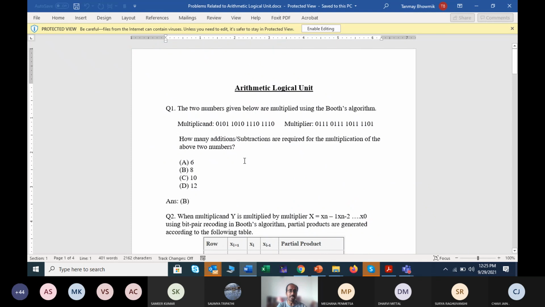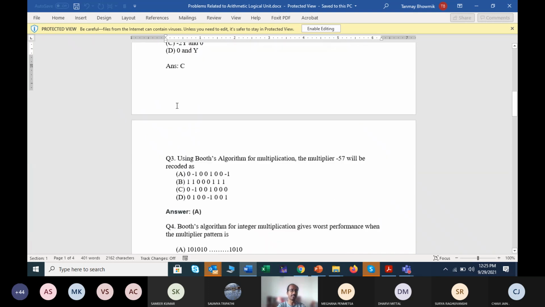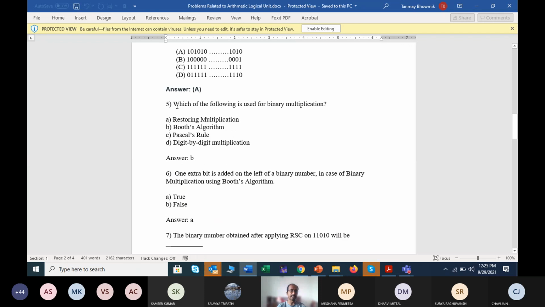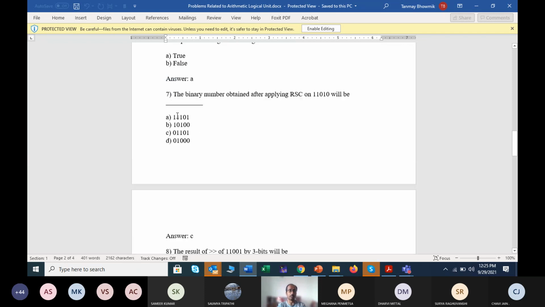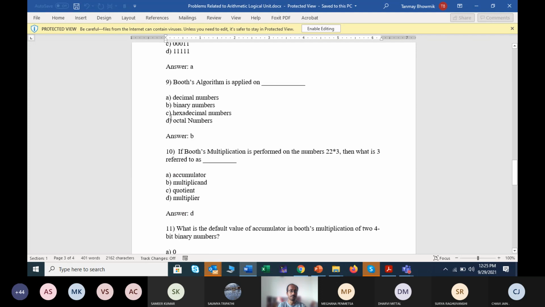Now if you check the problems uploaded in the LMS, there are some arithmetic logic related problems. You can check them and solve them. The answers to the questions have also been provided. It's very good, so you can just follow this part. It will be better to practice.